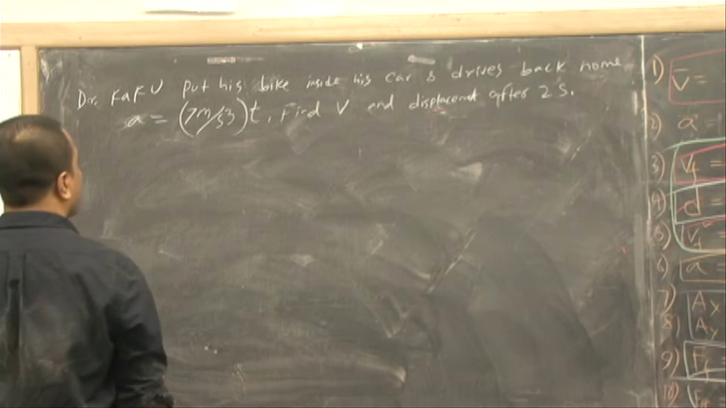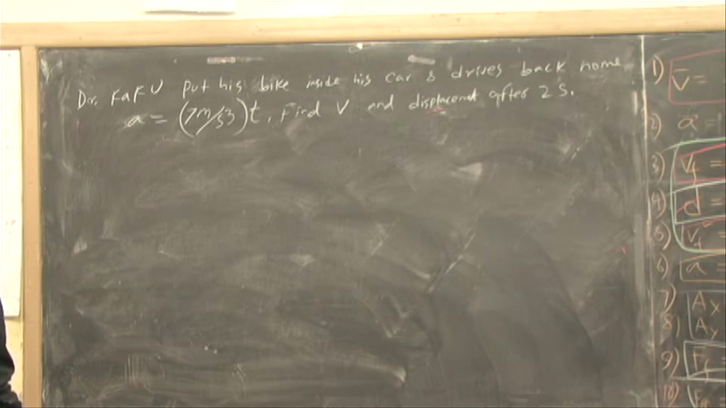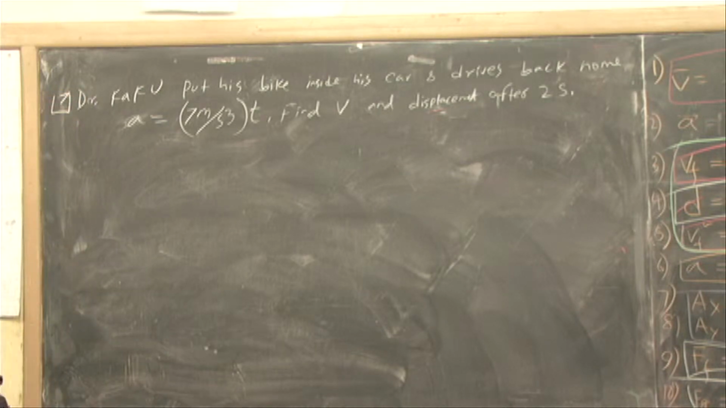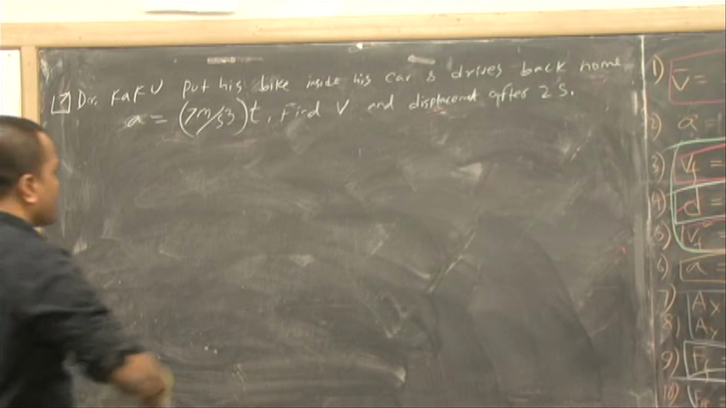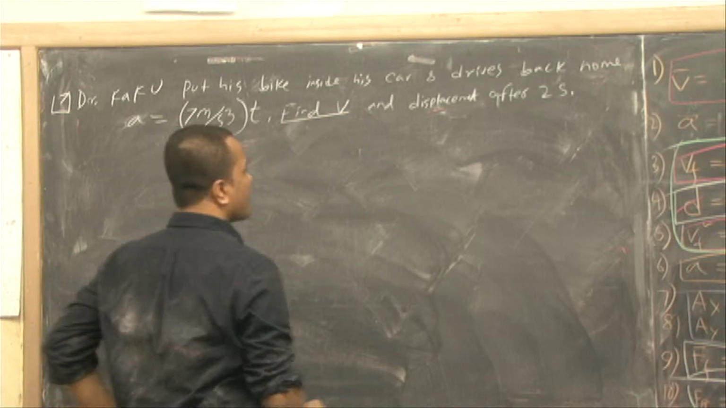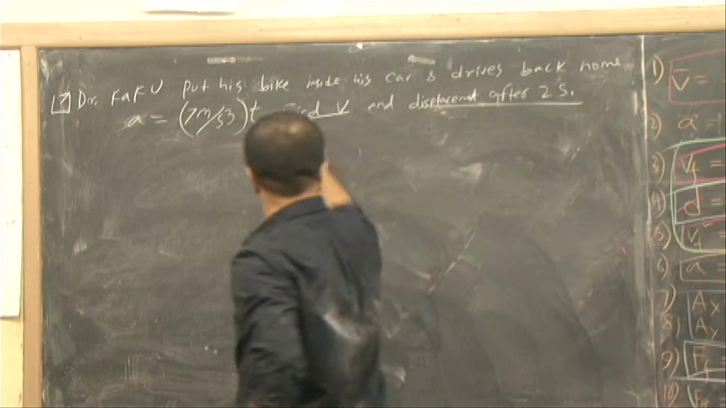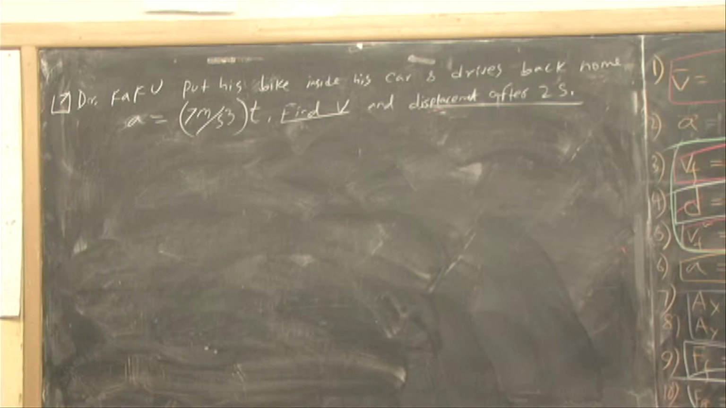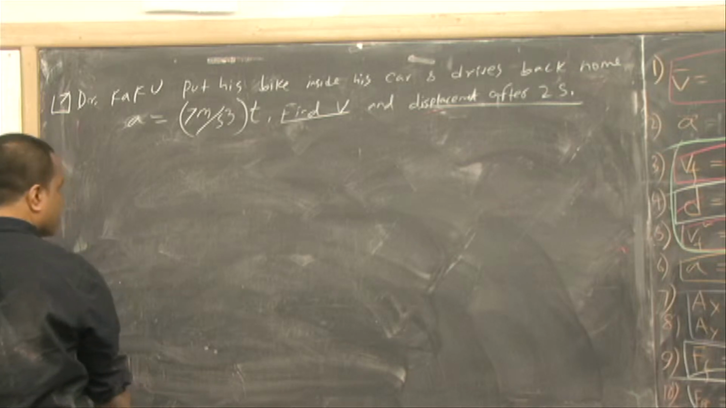All right. So how are we going to solve this problem? We're asked to find the velocity and the displacement, right? But the velocity is not given, the acceleration is given, so we have to go backward. Remember, in our first physics tutorial, we did some math review where we discussed some integration.